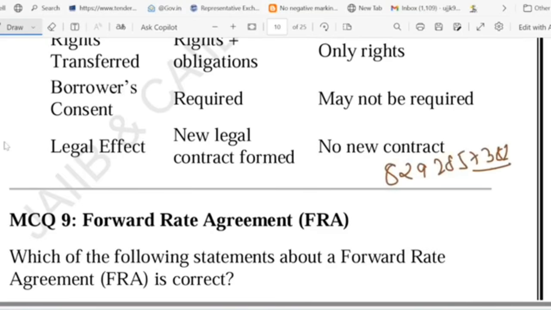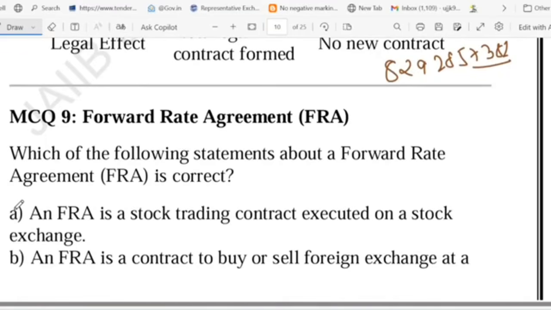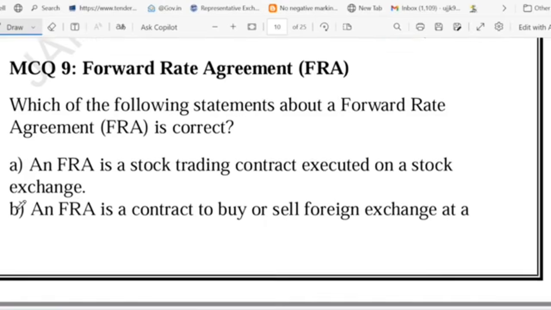Now friends, look at the last question of today's session. Which of the following statements about forward rate agreement is correct? Option A. FRA is a stock trading contract executed on a stock exchange.